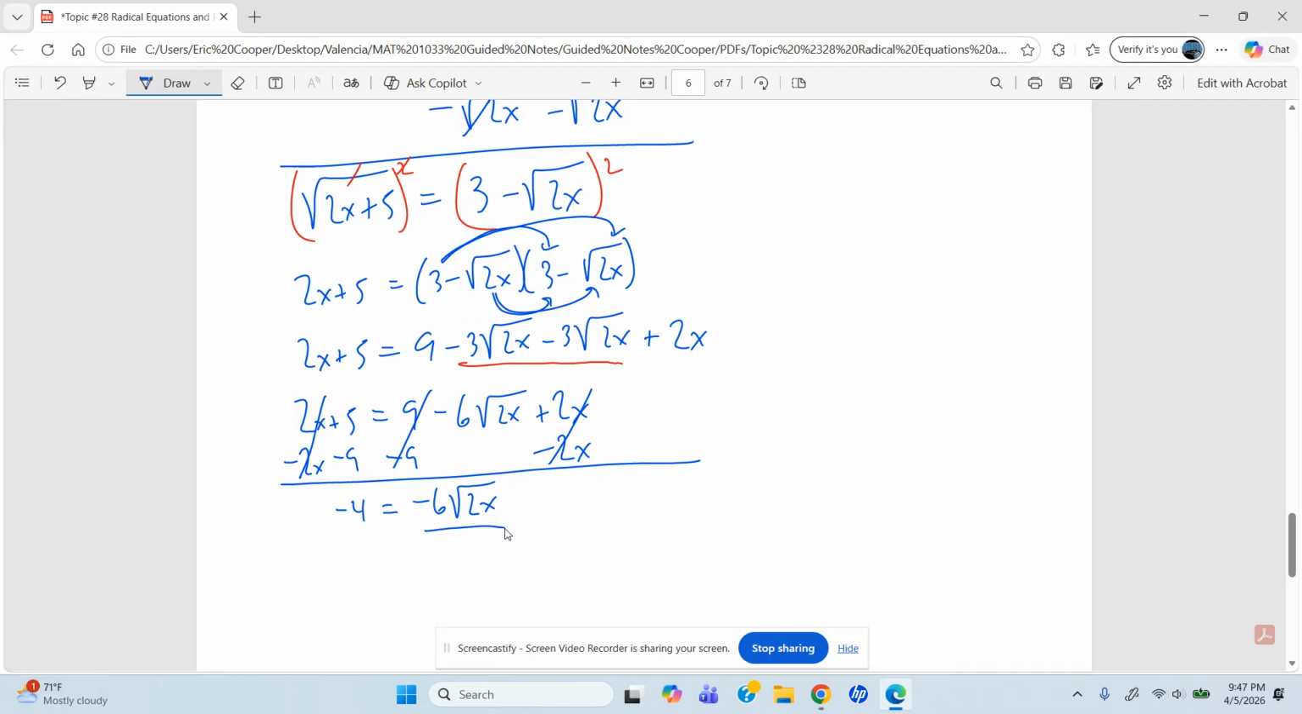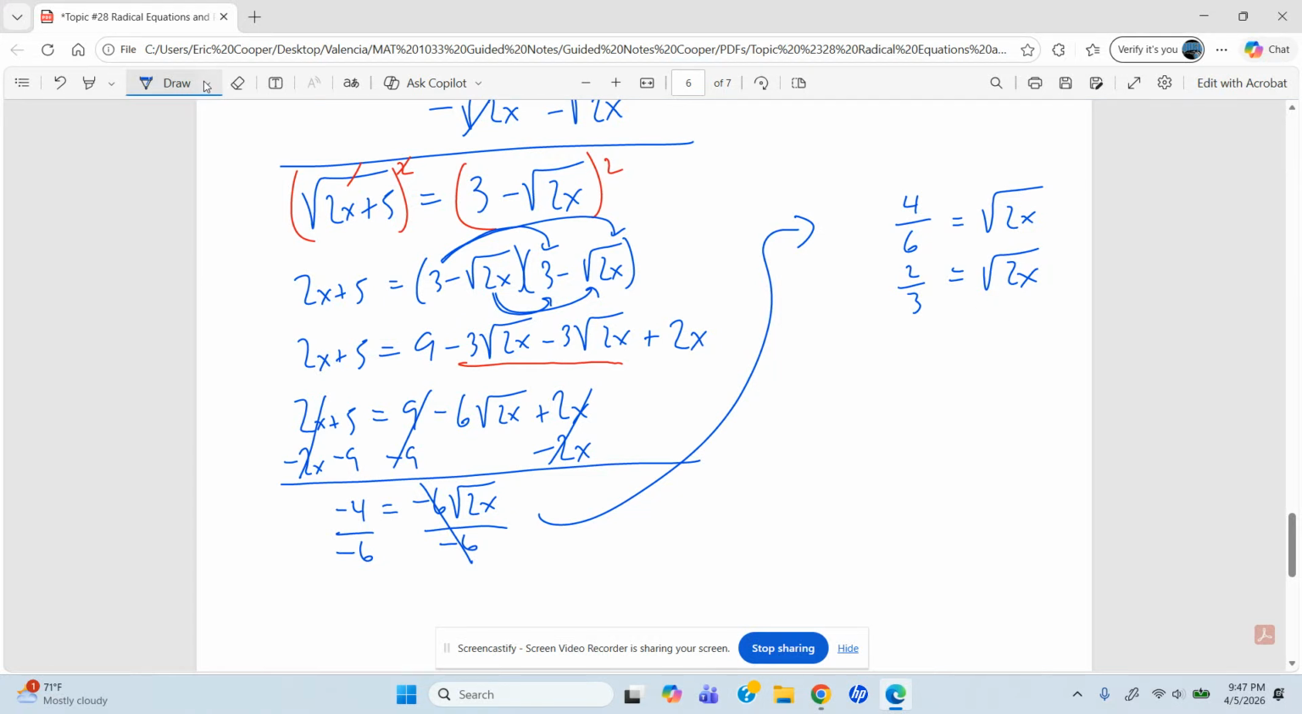How do we get rid of multiplication? We divide. So these cancel out. I'm going to move this over here. And this is square root of 2x now. Negative divided by negative is positive. That gives me 4 over 6. 4 over 6 we also know reduces to 2/3.